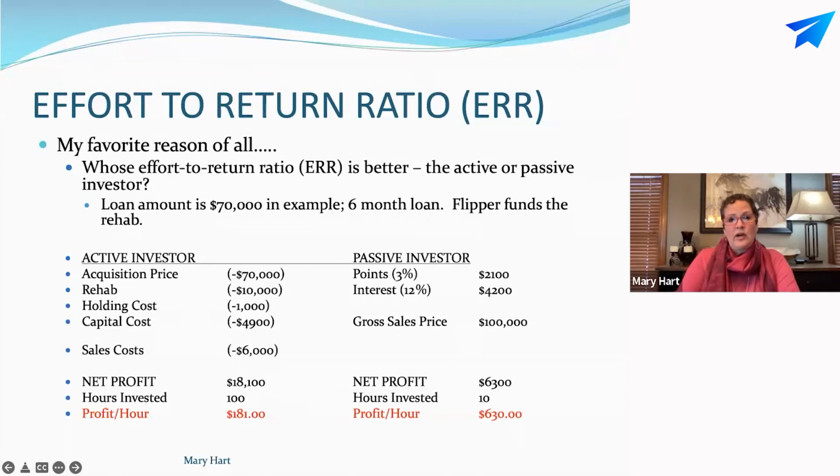And I'll tell you a good story on an effort to return ratio for me. This was a loan that I did. I got an email from my friend Dave Steck, who emailed a number of us, and he said, hey, I've got a hair on fire deal to buy a portfolio of houses. But the only catch is I've got to come up with $500,000 today. I don't have time to do the paperwork.